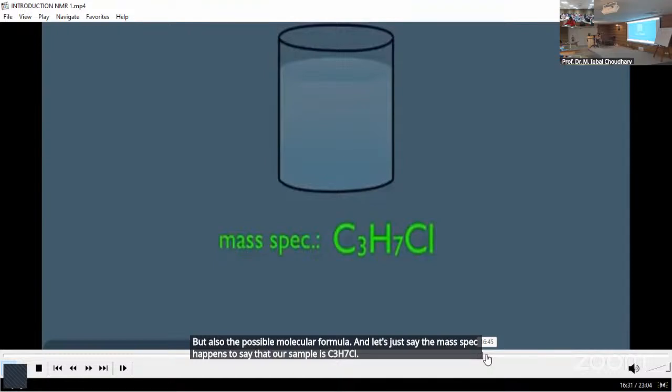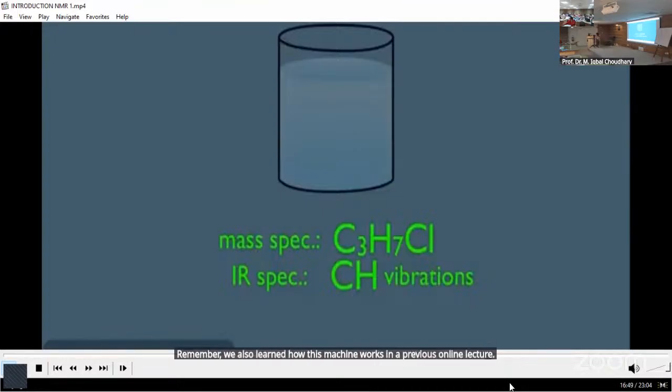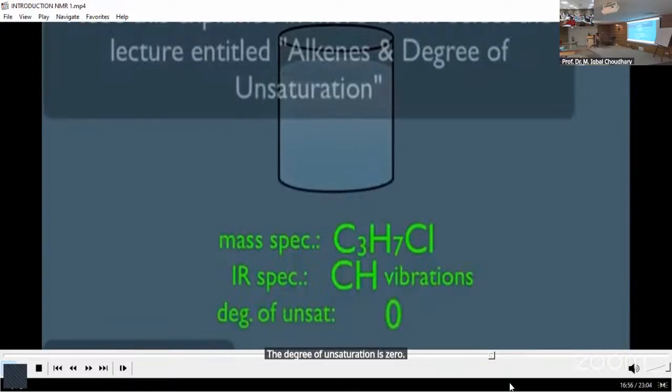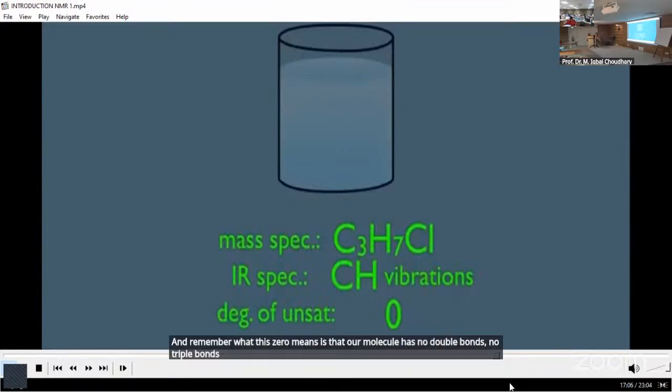C3H7Cl. Let's say we also run it in the IR spec machine, and the IR spec tells us that we see a lot of CH vibrations. Of course, because there's a lot of CH bonds in our molecule. Remember, we also learned how this machine works in a previous online lecture. And notice, if we did a calculation on the degree of unsaturation of our sample, the degree of unsaturation is 0. We talked about how to do this also in another online lecture. And remember, what this 0 means is that our molecule has no double bonds, no triple bonds, or no rings.